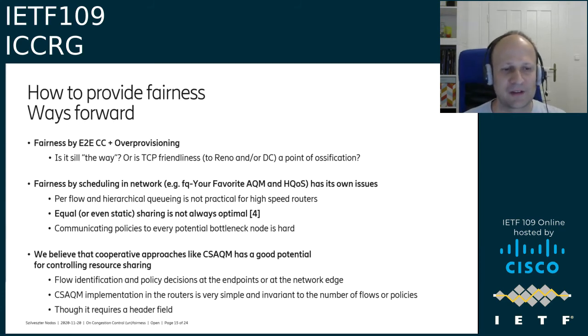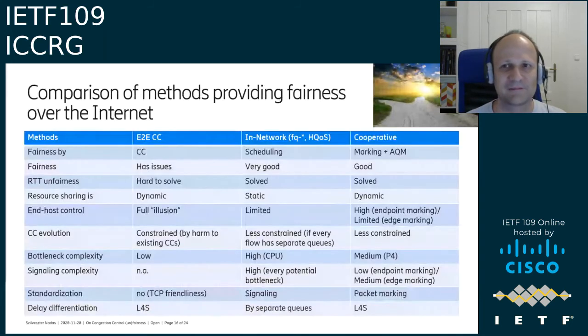Flow identification and policy decisions are done at the endpoint or at the network edge. In this case, the implementation in the routers is very simple and invariant to the number of flows or to the policies used, though it requires a header field. But to be fair, headers or some kind of signaling are needed for many other solutions. We have ECN, we have an L4S bit, or we are proposing an L4S bit, and there is also SCP. But this one requires a new header field.